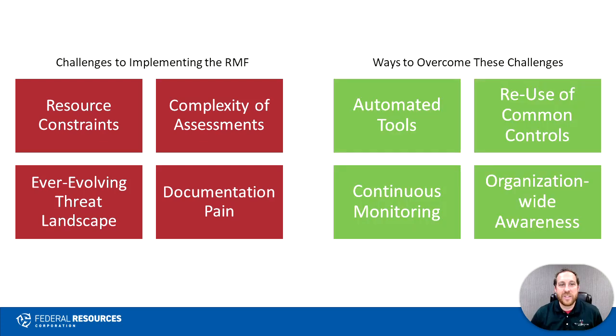So how can organizations overcome these challenges? Automation is key, particularly in the assessment and continuous monitoring of controls and the preparation of authorization packages. Organizations can also maximize the reuse of common controls to promote standardization and to make the security process more efficient. And overall, organization-wide training and awareness is key.